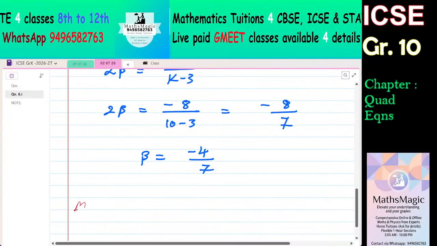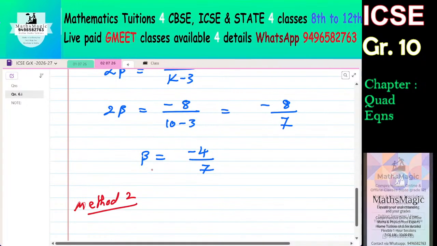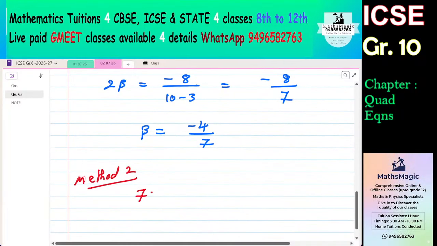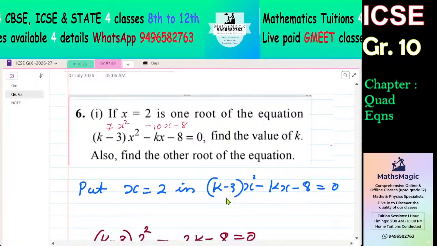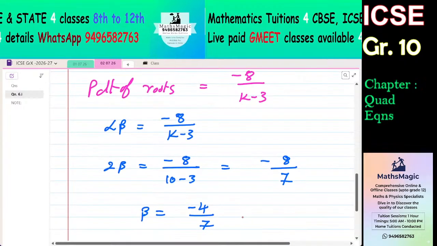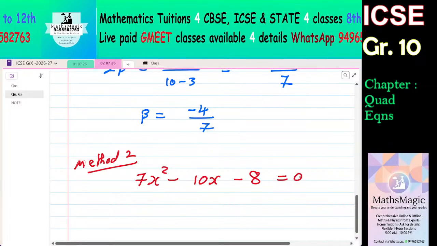Method 2. Anyway, we have this quadratic equation as 7x squared minus 10x minus 8 equals 0.